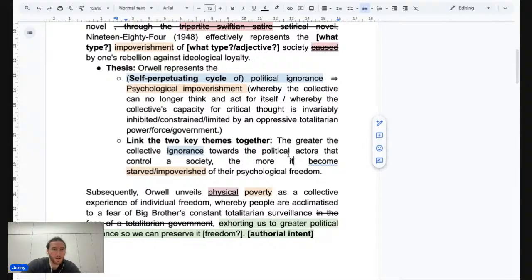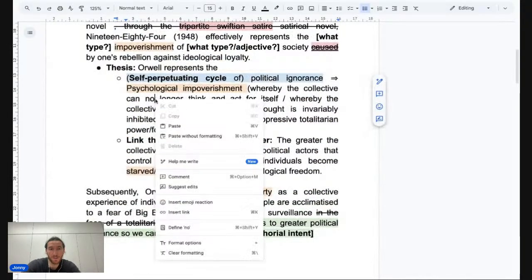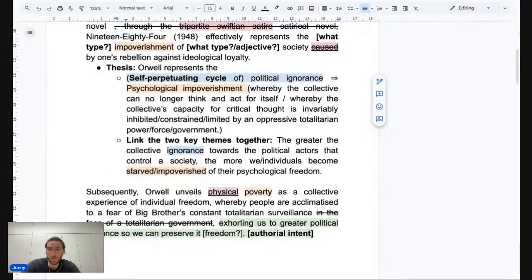It kind of sounds funny, doesn't it? Collective control of society, the more we become, you can do we or our here, the more individuals is always a safer bet. So those kind of things will help you get a more sophisticated concept across. So hopefully that is making sense.